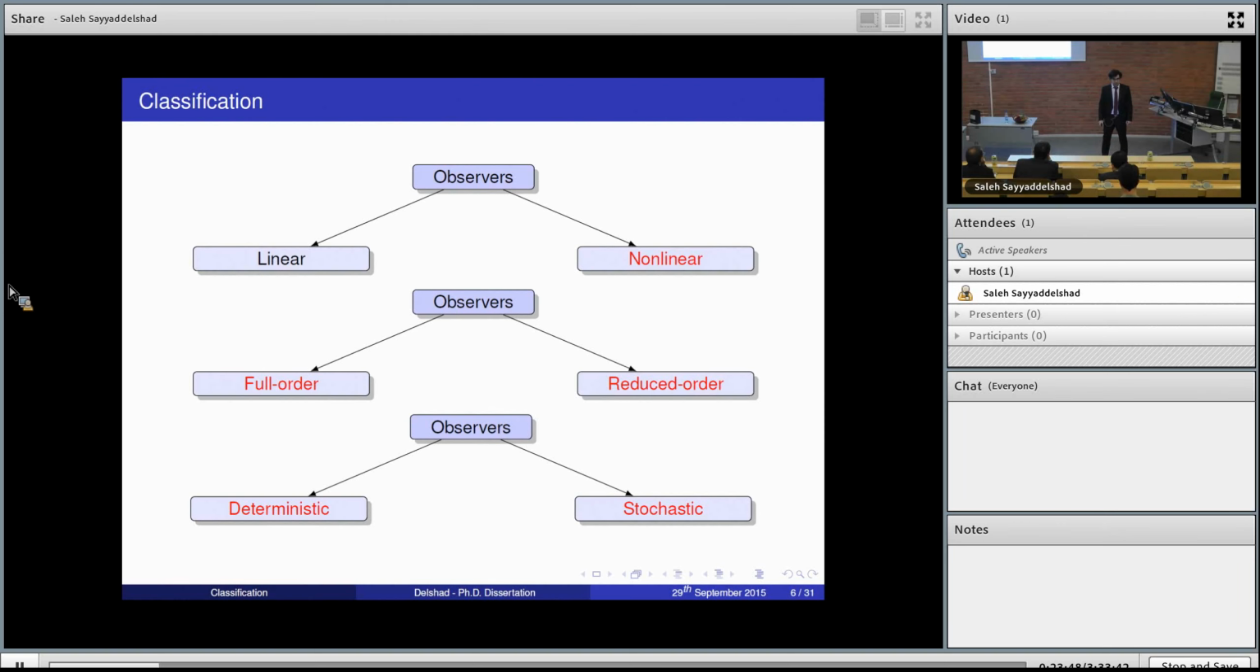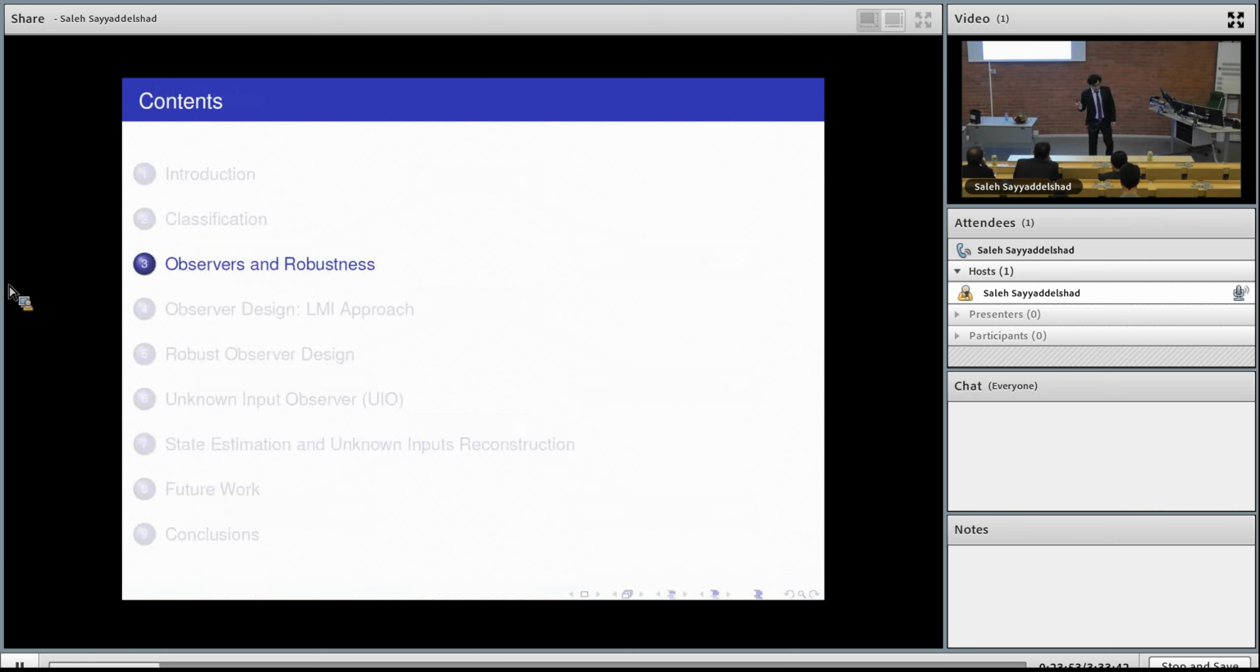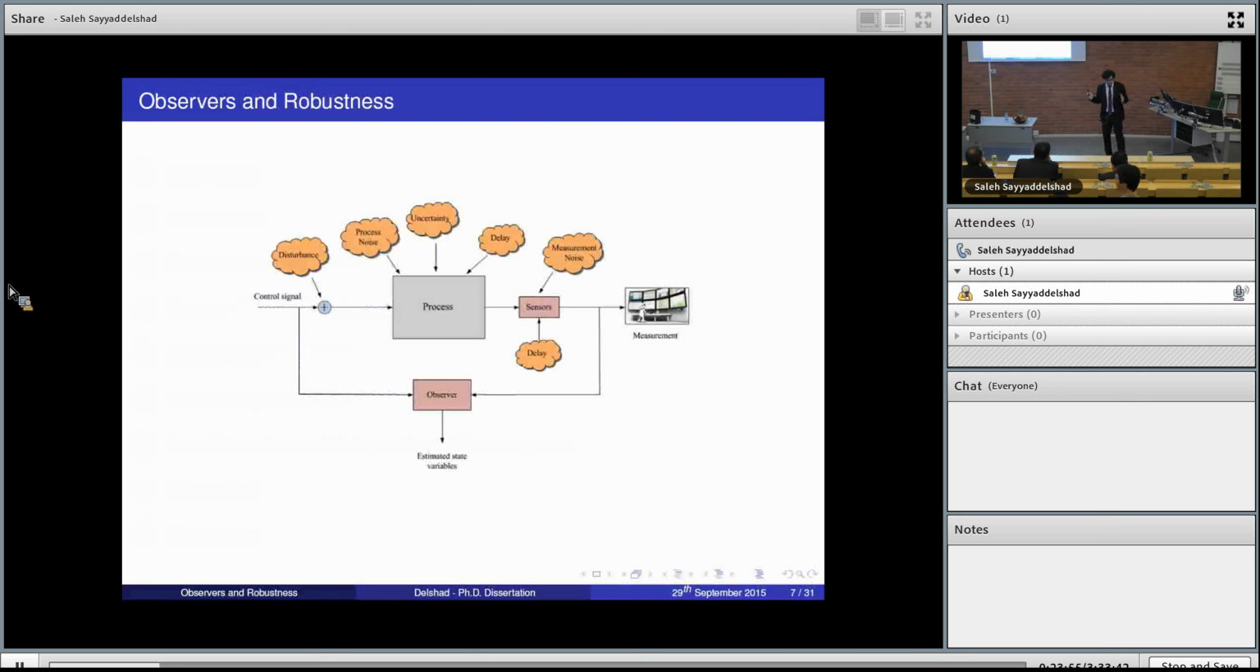So, yeah, we will deal with these terms until the end of my talk. But just to give you a big picture of my thesis, it's an observer design from the robustness perspective. What we basically do is try to design an observer which is robust against some unwanted guests in our plant. It can be process noise, it can be measurement noise, and we're assuming that the process sometimes can be uncertain and can be delayed.